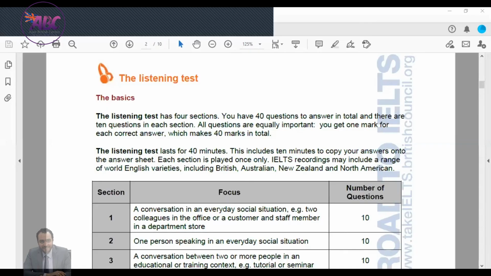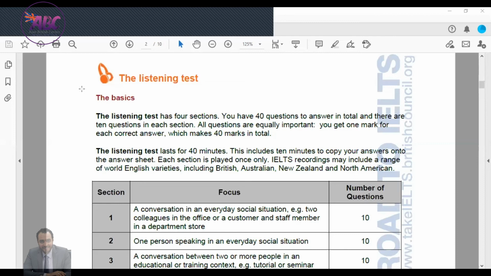The listening test, of course, the basics first. Let's see the format of the test first. As you know, the listening test consists of 40 questions to answer in total. In each section, you will have to answer 10 questions. All questions are equally important and you get marked for the 40 points.